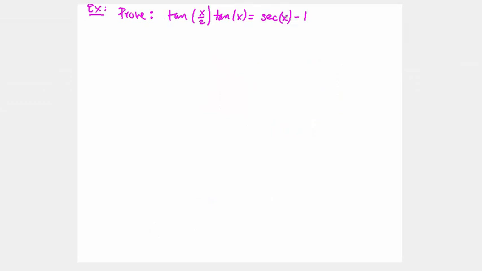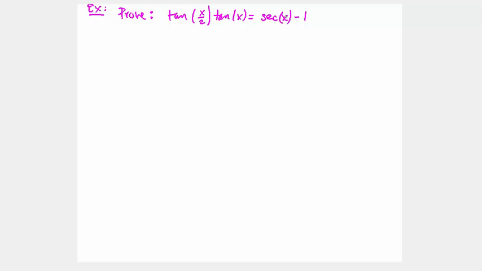And let's take a look at an identity where we want to prove that, as it says here, the tangent of x over 2 times the tangent of x is equal to the secant of x minus 1. Now, as we know by now, with these prove or show problems, we're trying to show that this is true. We can't assume it is from the beginning, which means we want to work from one side to the other, or maybe find a way to connect these two sides using equivalent statements.